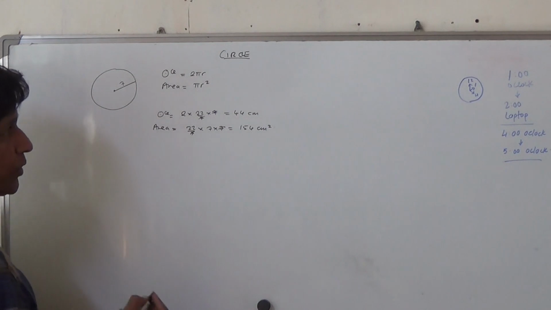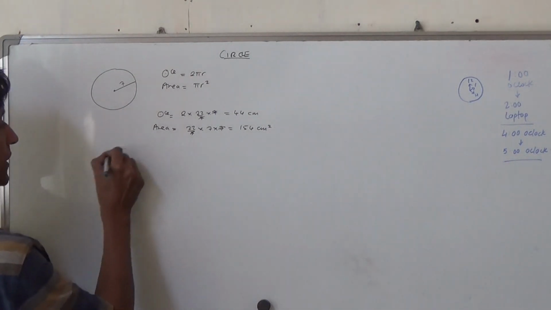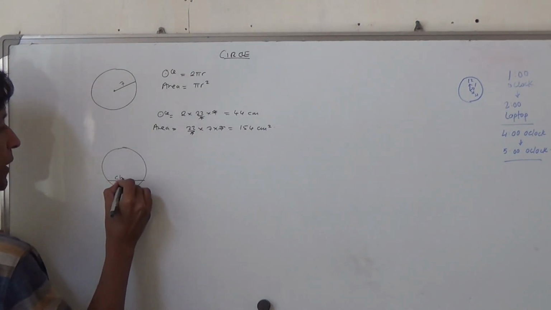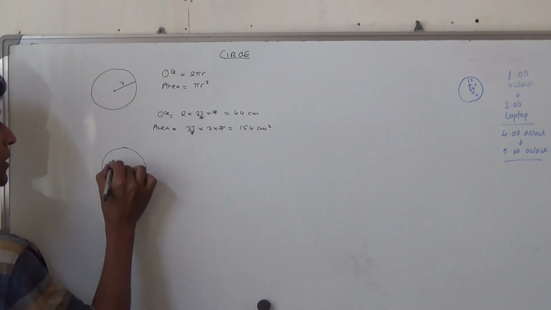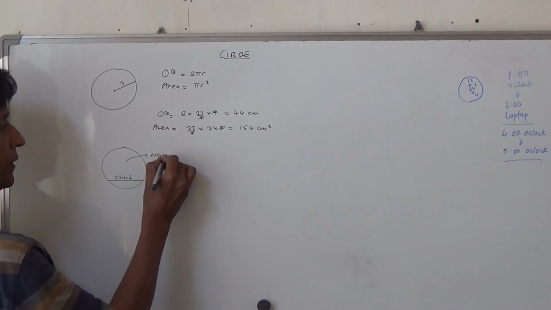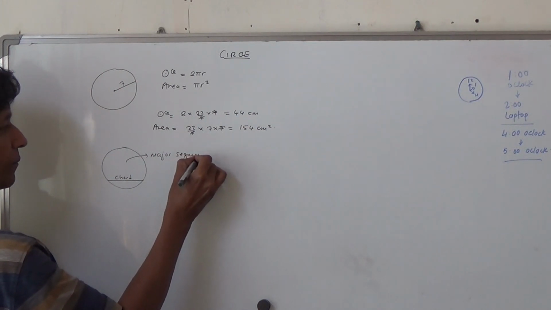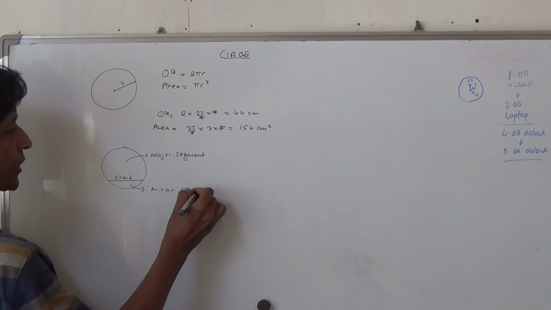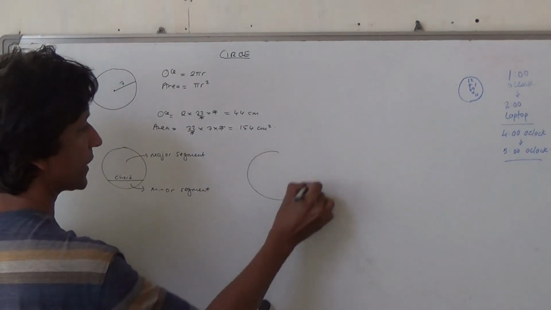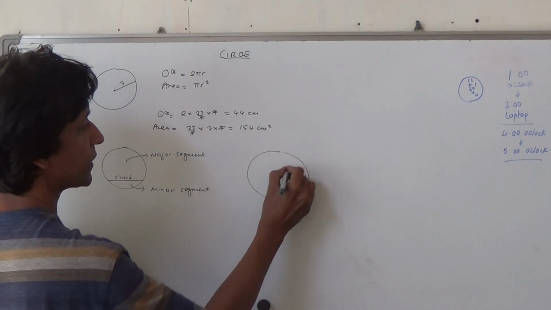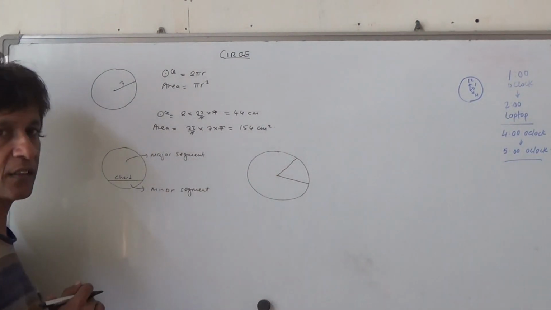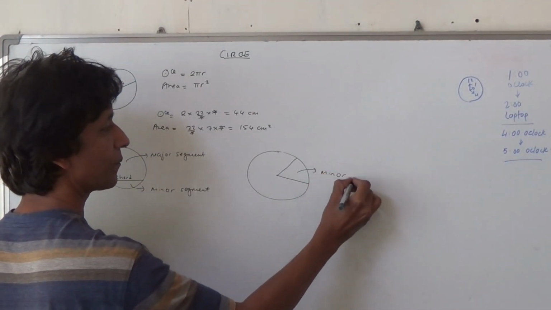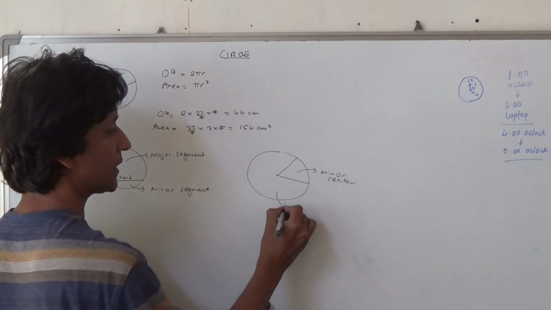Now, the other thing I want you to know about circle is, for instance, if you have a circle like this, and I cross this by a chord, this is called a chord. Of course, this is going to be your major segment, and this one is the minor segment. Some properties of circles: you can have a circle like this, and a portion of that circle is taken out. This is the minor sector, and this is the major sector.